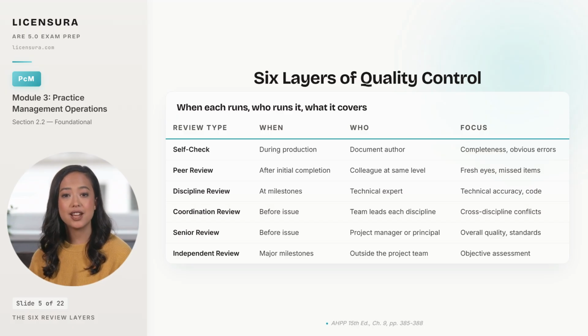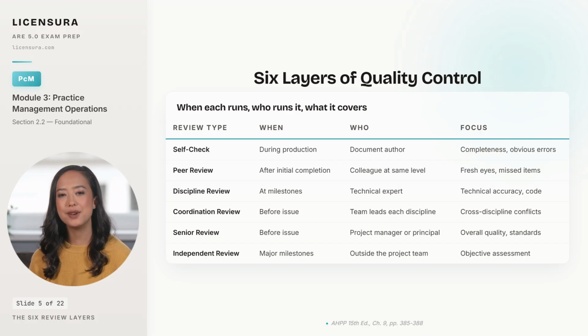Walk through the 6 layers in the order a project encounters them. Self-check happens during production, performed by the document author, and covers completeness and obvious errors. The author is the only person who can catch certain kinds of internal inconsistency in real time. Peer review happens after the initial work is complete, performed by a colleague at the same level, and exists specifically to bring fresh eyes to items the author has stared at too long to see.